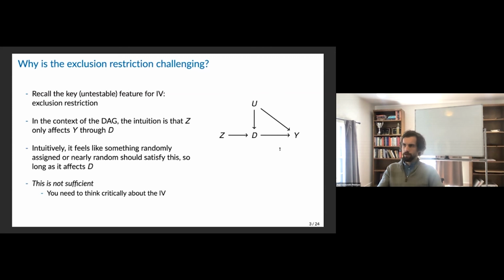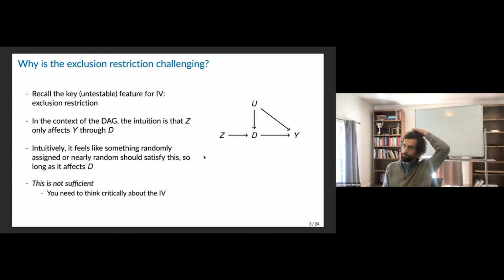And intuitively, the reason I'm pushing on this is because for so many folks for such a long time, and even now, it feels like if something is randomly assigned or nearly random, it should satisfy this exclusion restriction as long as it also affects the outcome D. And this is just not sufficient for how you have to think about an instrumental variable. You really have to think critically about causally what's going on and what the shifter is that is affecting you here.